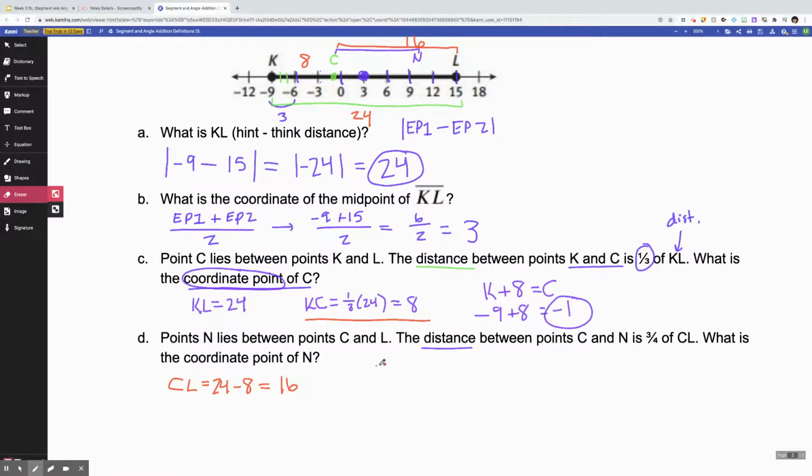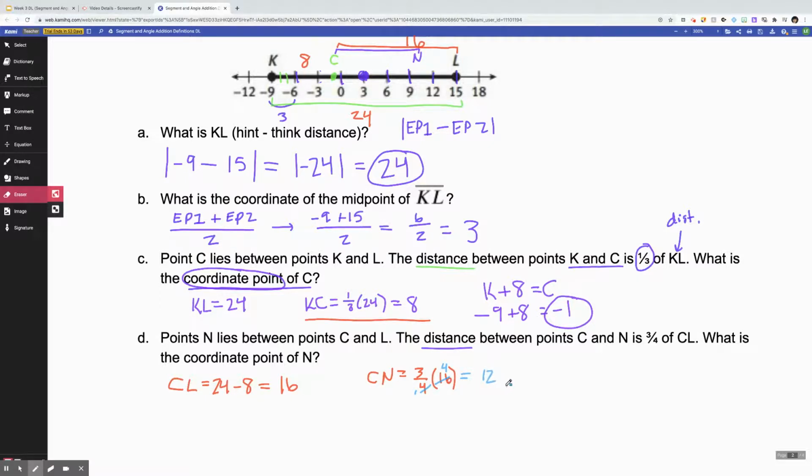So I know that CN is 3/4 of CL, which is 16. Okay, so you can plug that into a calculator, or you can simplify the fraction. You can do 16 times 3 and then divide it by 4. But what I'm going to do, just to make use of my fractions here, I know that 4 goes into 16 4 times, right? So then I have 4 times 3, which is 12.